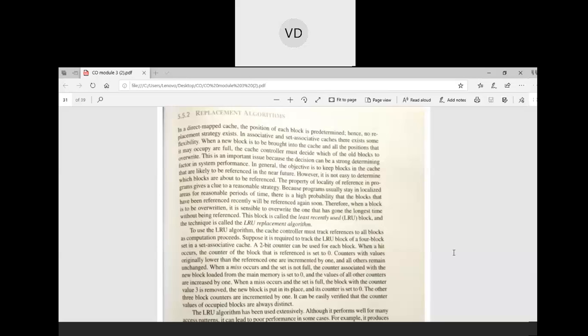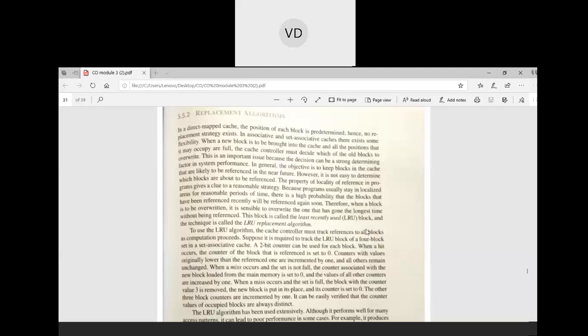So block 0, how many times is it referenced? 1 time. Okay. Next, block number 1 is referenced 2 times. Next, block number 2 is referenced 3 times. Okay. Next, block number 3 is referenced 2 times.